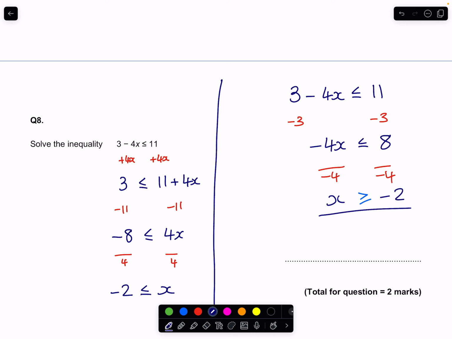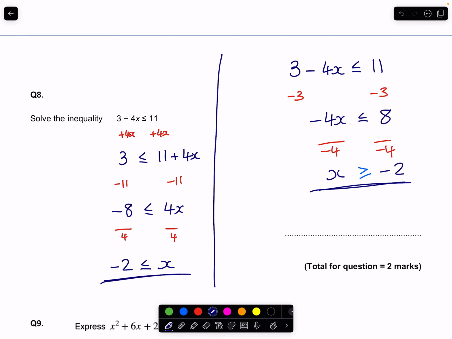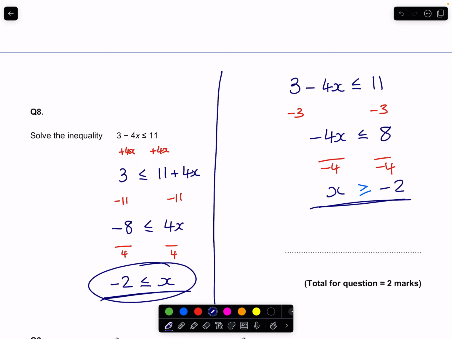Now both of these inequalities are written the opposite way of each other, but they're both the same thing. This is saying that minus 2 is less than or equal to x, and this is saying that x is bigger than or equal to minus 2. Either way, we are done.